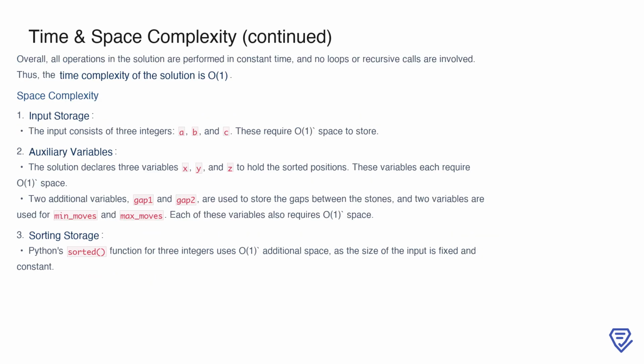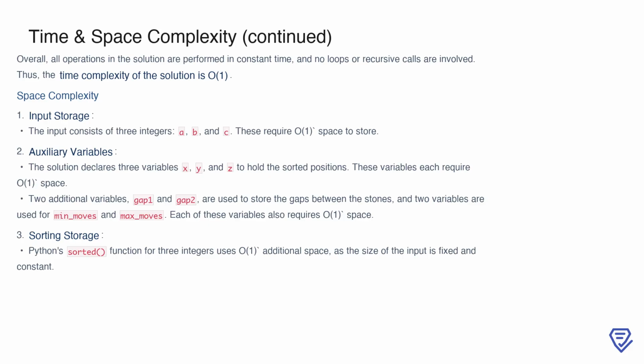Now, looking at the space complexity, the solution is equally efficient. The input consists of 3 integers, A, B, and C, which require constant space, or O(1), to store. In addition, the algorithm declares 3 auxiliary variables, x, y, and z, to hold the sorted positions, and these also require O(1) space each. 2 more variables, gap 1 and gap 2, are used to represent the gaps between the positions, and finally, 2 variables store the results for min_moves and max_moves. Each of these variables takes O(1) space, as they simply hold single integer values.